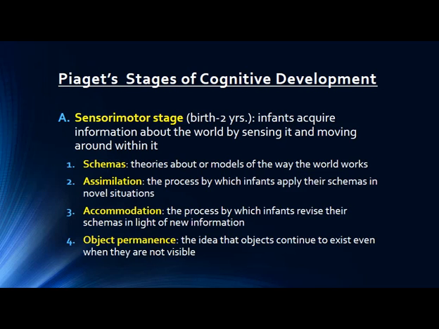So they start sort of testing out the world and then accommodating new information. It's basically learning. An important milestone in this area is the idea of object permanence. This is the idea that objects continue to exist even when they're not visible. So this starts to develop in this sensory motor stage.